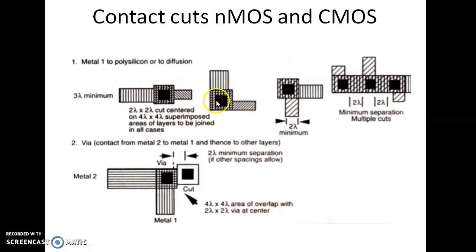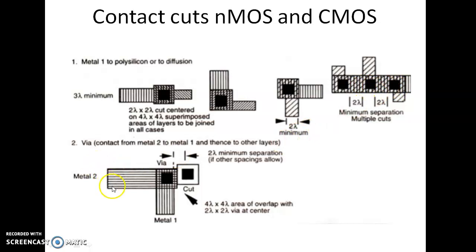Inside it is 2 lambda by 2 lambda center cut. And here also we can observe the same. You can observe here it is P diffusion and this is the metal. So it is 4 by 4, inside it is 2 by 2. And between one cut to the other cut, the minimum separation is also 2 lambda to be maintained.